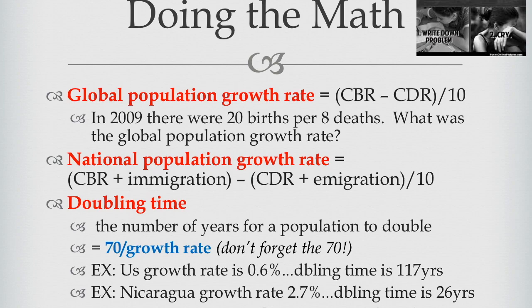The reality is in the United States, our growth rate is 0.6, which means it takes 117 years right now for the population of the United States to double.